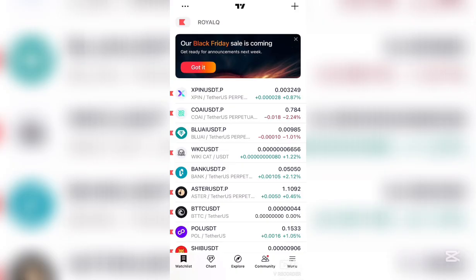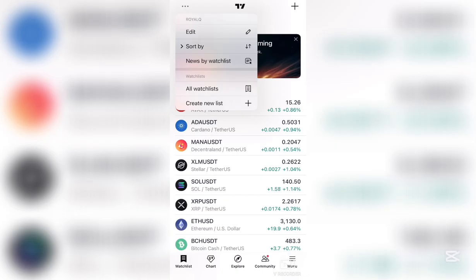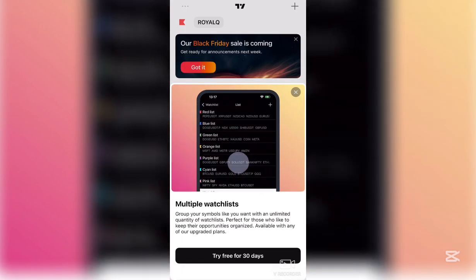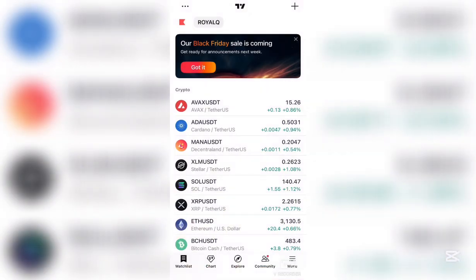So if at your end maybe this place might be blank, you can just click on it. You can click on watch list, or you see these three dots at the upper left corner. You can click there, then you create a new list. You see here they have create new list. So with multiple watch lists you have to subscribe, but I've not yet done that. But you can create yours, so that you have yours like mine. I've made it Royal Q.